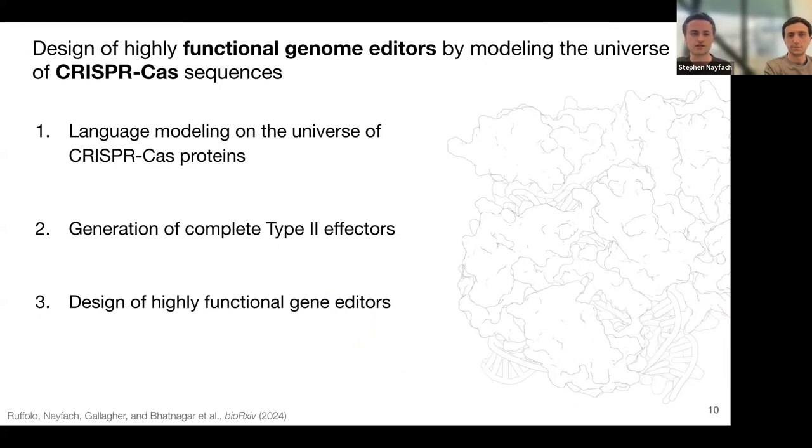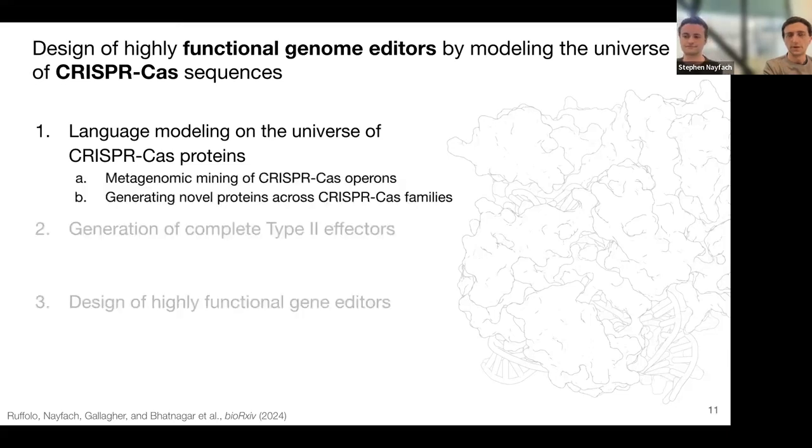So for the Open CRISPR project, we'll start broadly by looking at language modeling applied to CRISPR-Cas systems overall. And then we'll focus in on type 2 systems, which contain Cas9. And then finally, we'll design some gene editors in a constrained manner that we test in the lab and ultimately release one of.